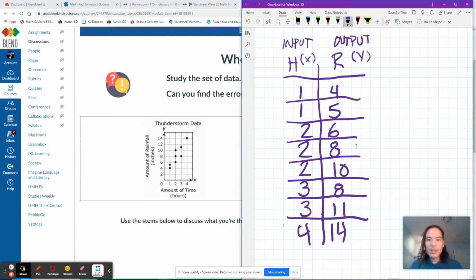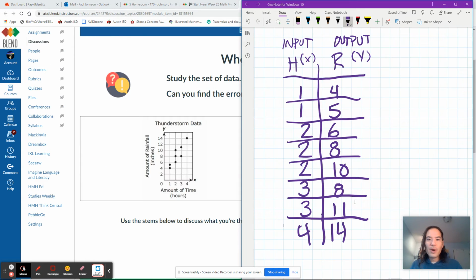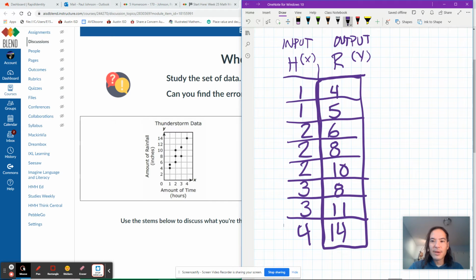Now that we've got all of our data on a table, let's see what our statement says. The total rainfall recorded was 8 inches. Whoa, we've got a bunch of numbers that are above 8 already. The total would be if we added all of these numbers together. The total rainfall is every single time it rained, which is way greater than 8.